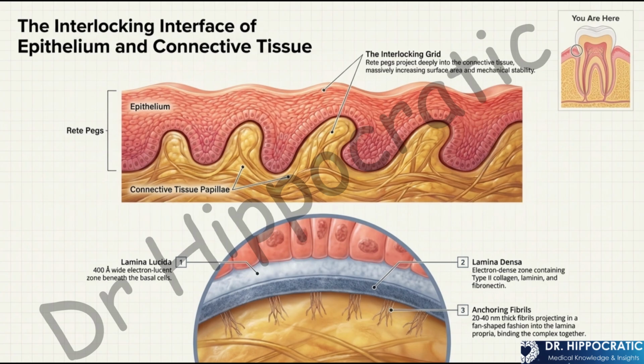And the mechanical purpose of that egg carton shape is massive. By undulating the border, you exponentially increase the surface area. Which means what, practically? It means more room for blood vessels to nourish the outer layers and incredible mechanical stability. If you drag food across the gums, the outer layer won't just slide off because it's locked into those deep ridges. And holding those ridges together are anchoring fibrils. These are tiny 20 to 40 nanometer thick threads that splay out like fans, physically binding the complex of the epithelium, the lamina lucida, and the lamina densa to the connective tissue below. That is some heavy-duty engineering. Now coming to next slide.